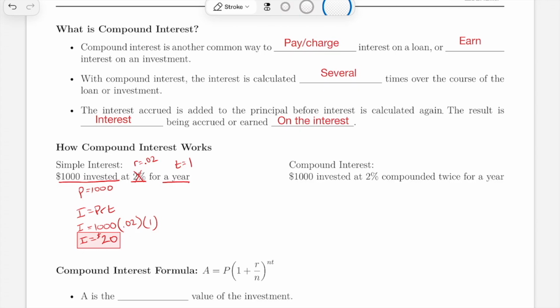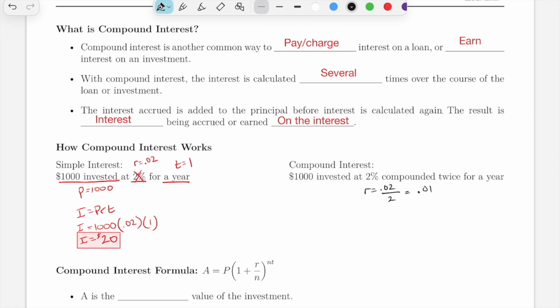$1,000 invested at 2% compounded twice a year. So it seems like it's the same thing. $1,000 invested at 2% for a whole year. But this time, because it's compounded, we have to treat it a little bit differently. What's going to happen is this 2% that we have is going to be split up over 2 different time periods over this year. So instead of saying that R is equal to 0.02, we're actually going to split that in half because it's compounded twice a year. So we are going to be using 0.01 for our rate, and we're just going to do that 2 times.